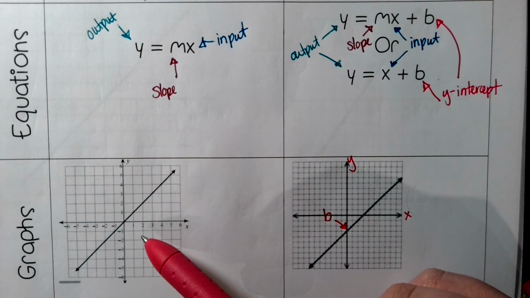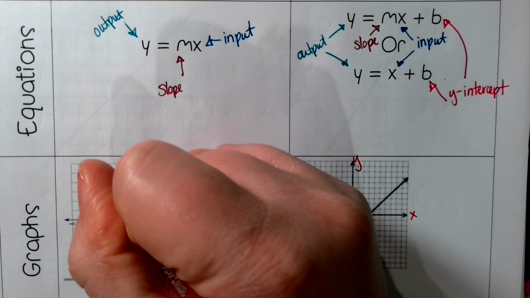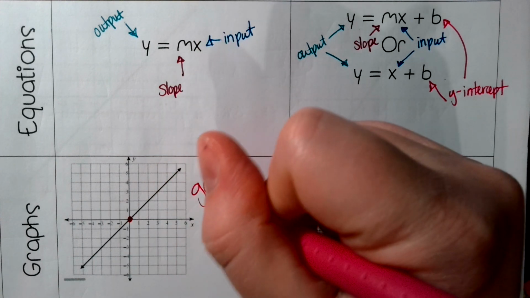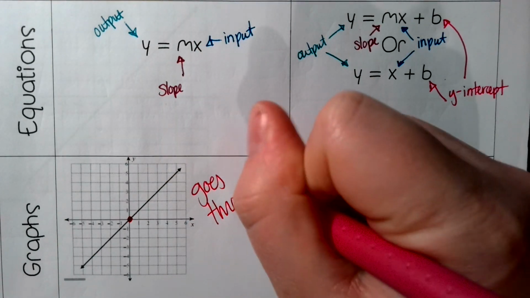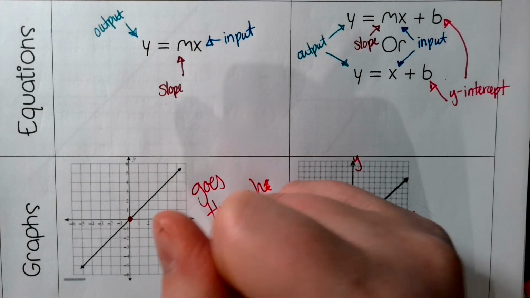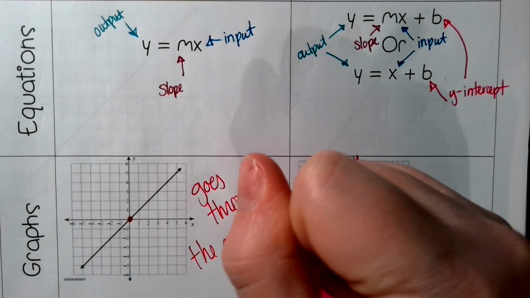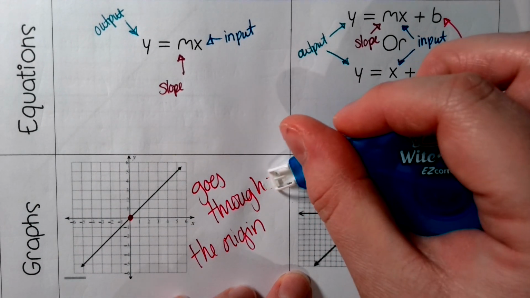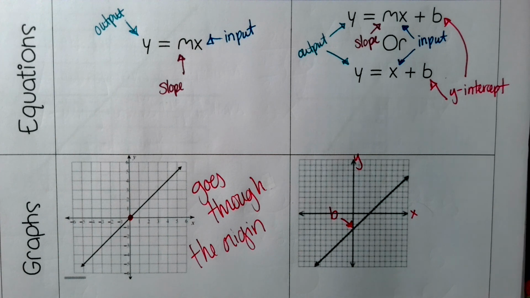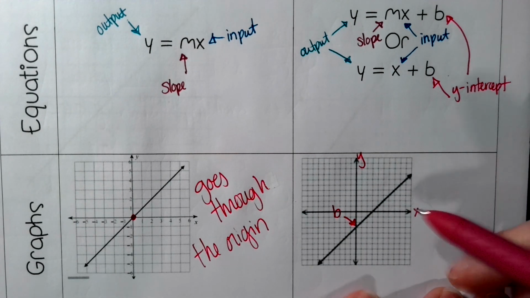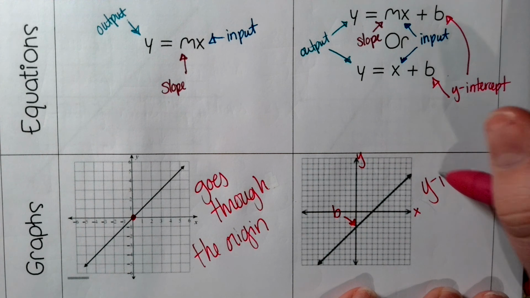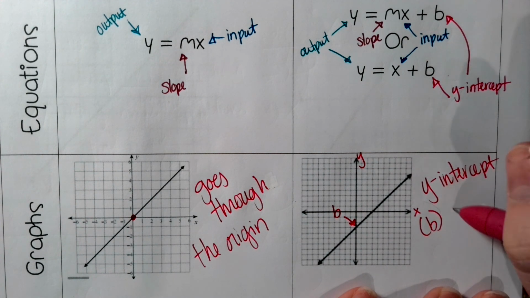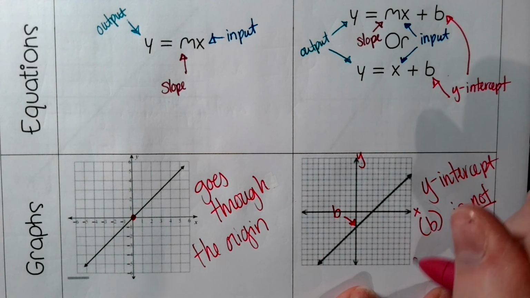Proportional relationships don't have a b in their graph because they go through the origin. The proportional graph goes through the origin. Remember, origin's spelled funny, O-R-I-G-I-N. There we go. And this one, the y-intercept, which is the b, is not at the origin.